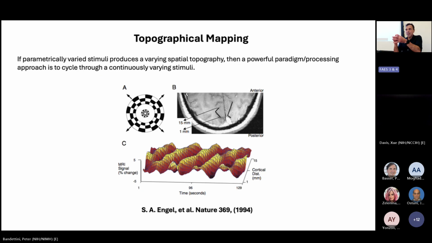And Steve Engel kind of blew everyone's mind when he did a study where he had a visual stimulus that was increasing in eccentricity, basically a ring that just kept on expanding. And so he was able to create BOLD ripples in the visual cortex. These ripples were basically what was active when the ring kept on expanding. And the size of the ripples gave a measure of the accuracy of the BOLD response.